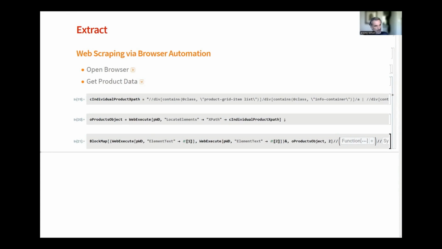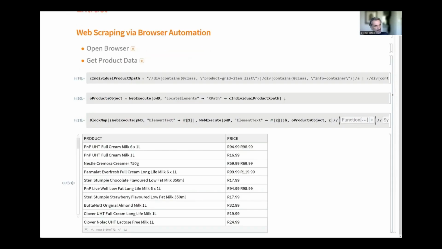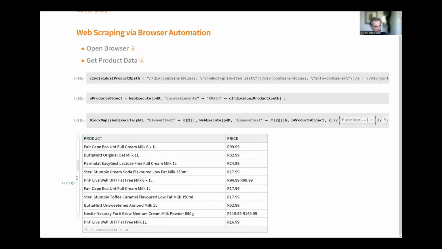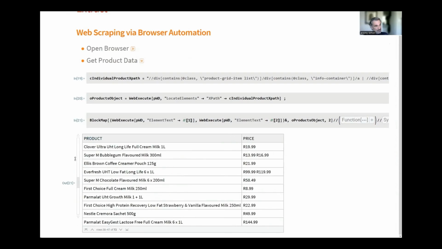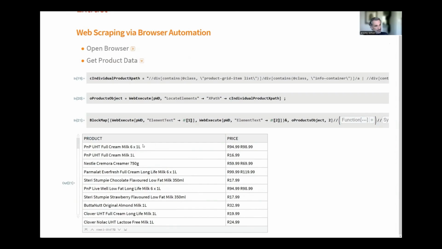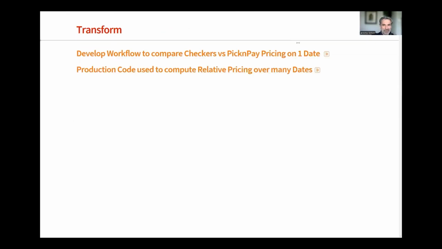And what should be apparent, I'm not going to take you through the actual mechanics of the code, but what should be apparent is it's very short, the code that you need to write to be able to get the data, which we can see here. We've got 72 products in Mathematica, product name, and price. Transform means clean, process, or otherwise transform the data into a form ready for consumption by an end user.